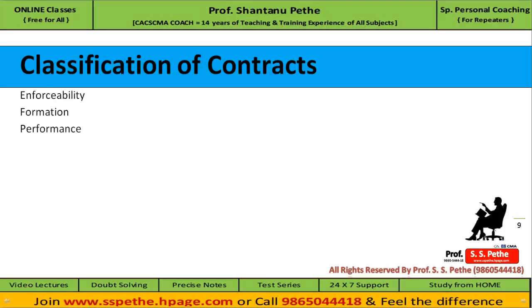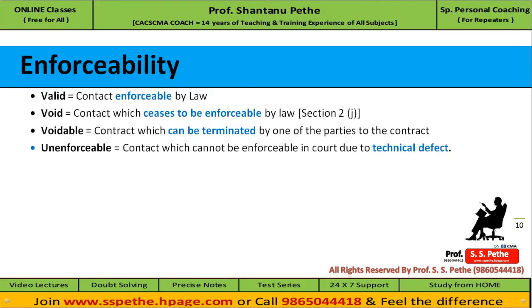Now let's see the classification of contracts. See, contracts can be classified on the basis of three parameters: enforceability, second, formation, and third is performance. Let's see all the three one by one. First, we will see the kinds of contract on the basis of enforceability.